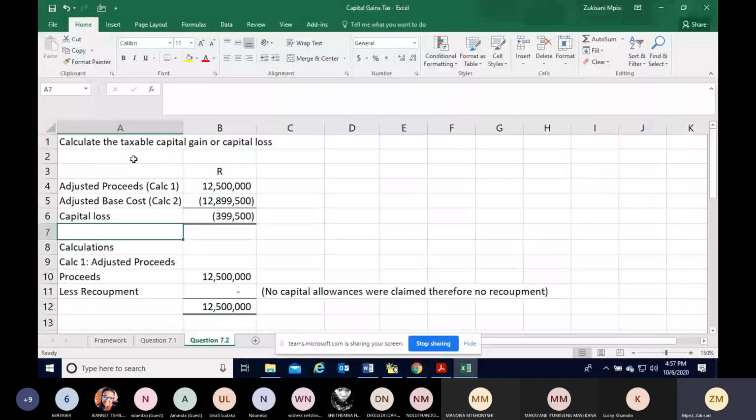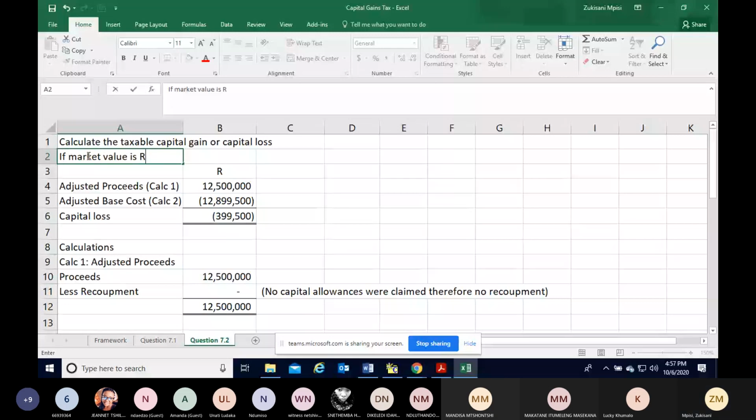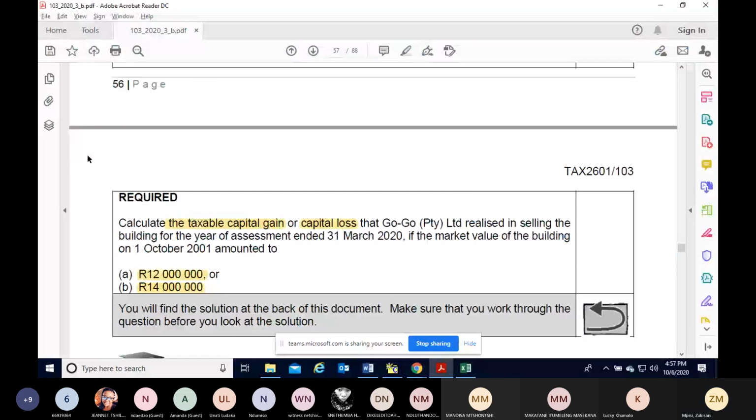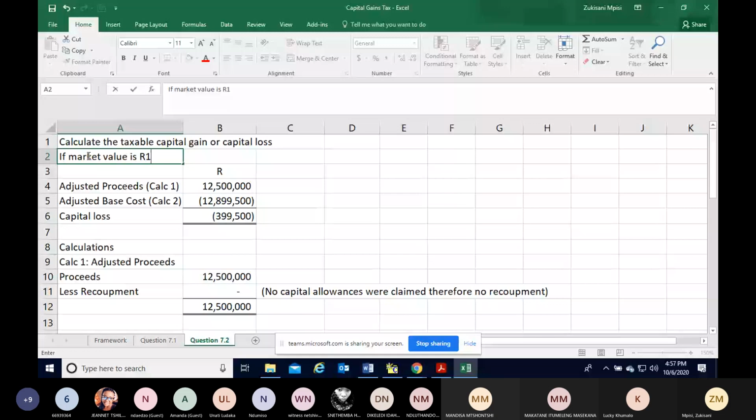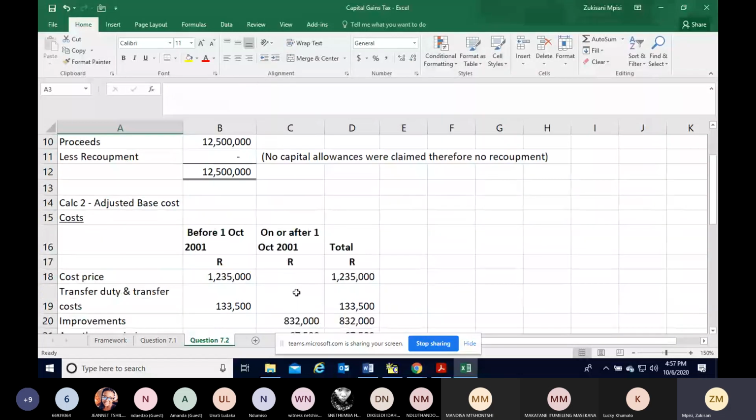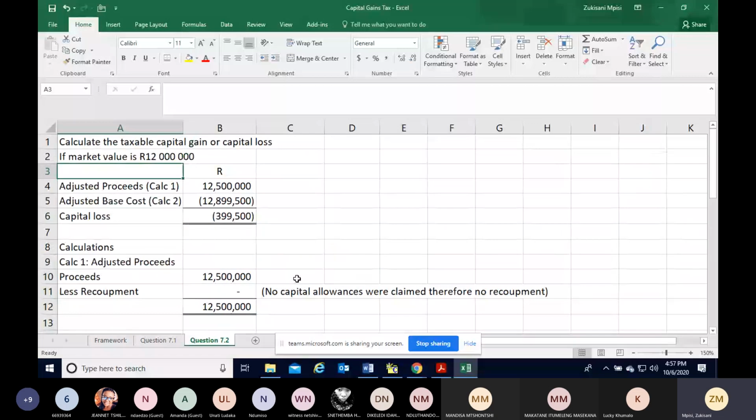Right. On the same breath now, let us look at B. So remember here, it says if market value is 14. So what was the, if market value is 12 million. So this was the case here where we had to do this if the market value is 12 million. So I don't want us to move far from here because the 14 million is going to request us to do almost similar calculations that we have done.